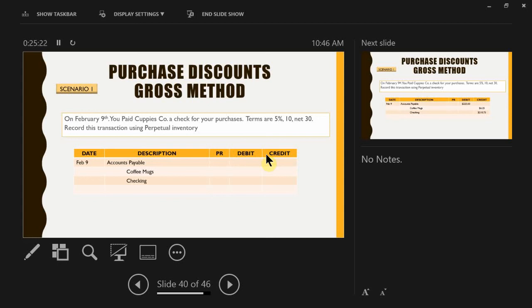So in this case, yes, you're going to recognize that you're going to decrease the amount that you owe, but you're going to pay less. You're going to pay $218.75 instead. And you're going to decrease your inventory because that's not how much you paid. You didn't pay for the 225, you paid only 218.